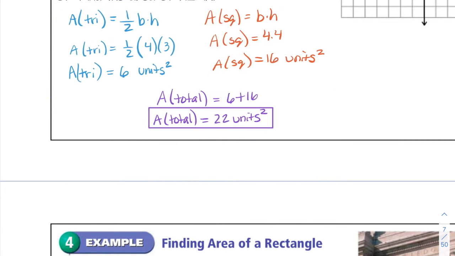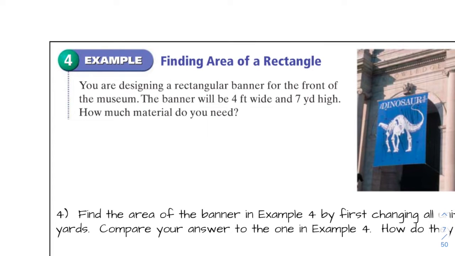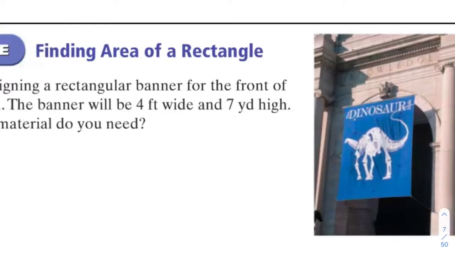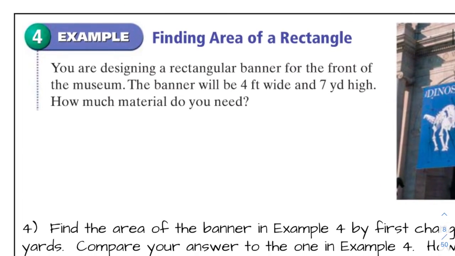You should have already done some of this in middle school, but now we're going to be focusing more on the combining of the parts to it. Okay. Here we have a banner, and it's displayed at a museum. It is 4 feet wide and 7 yards high.